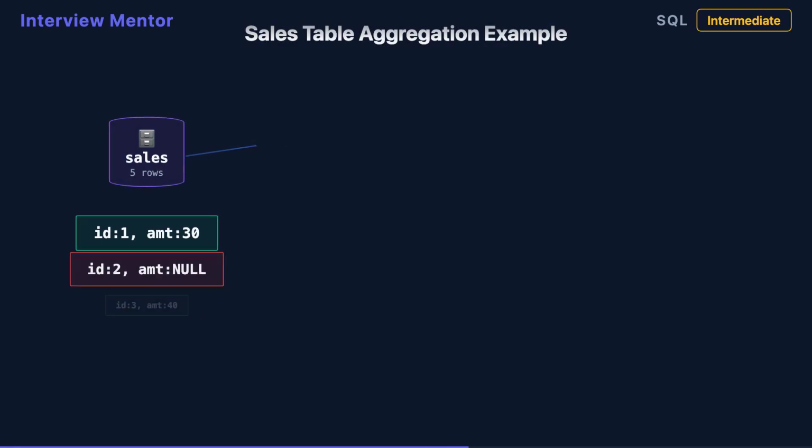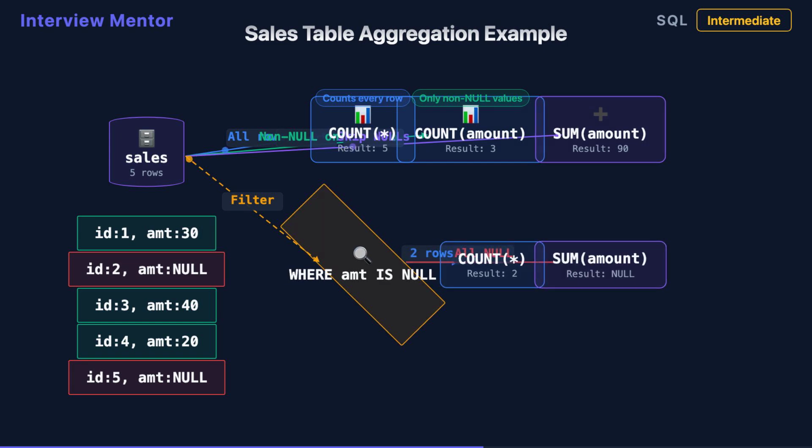Let's see this in action with the sales table. We have 5 transactions, but 2 have null amounts, maybe due to pending refunds. COUNT(*) gives us 5 total records. COUNT(amount) gives us 3, only the non-null transactions. SUM of amount gives us 90, ignoring the nulls completely. And if we filter to only null amounts, SUM returns null while COUNT(*) still returns 2.